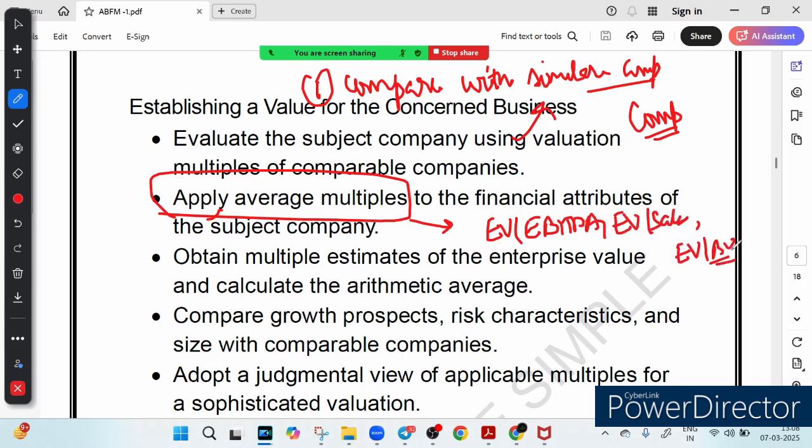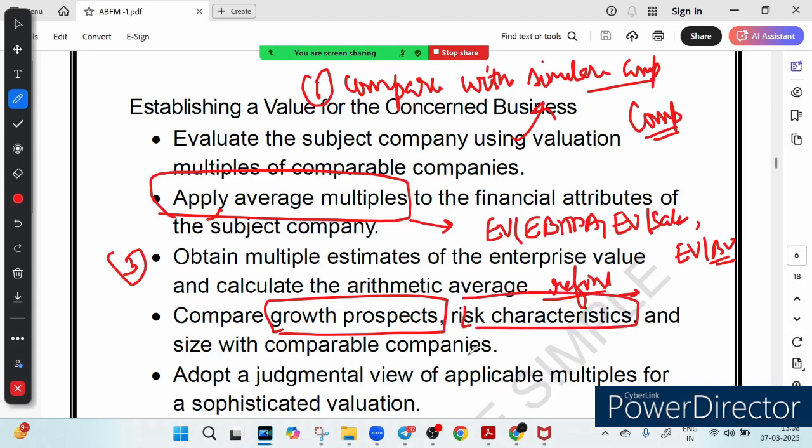The third step we do is refining. Since no two businesses are identical, we adjust for differences in growth prospects. Is our company expected to grow faster or slower? We look at risk factors, which means is it riskier or safer than the other? We look at size, which means does it operate on a bigger or a smaller scale? These factors we factor in, and use judgment for the final valuation.